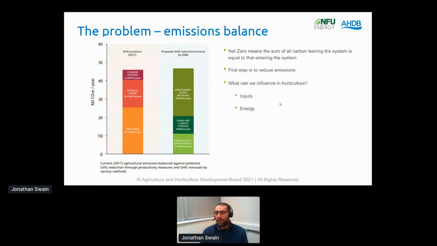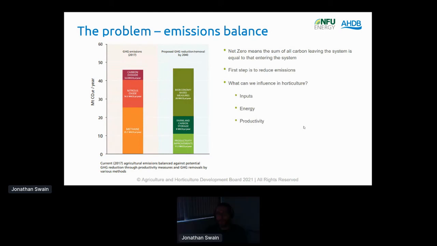And as I said, what can we influence in horticulture? It's our inputs, it's our energy consumption, it's our productivity.